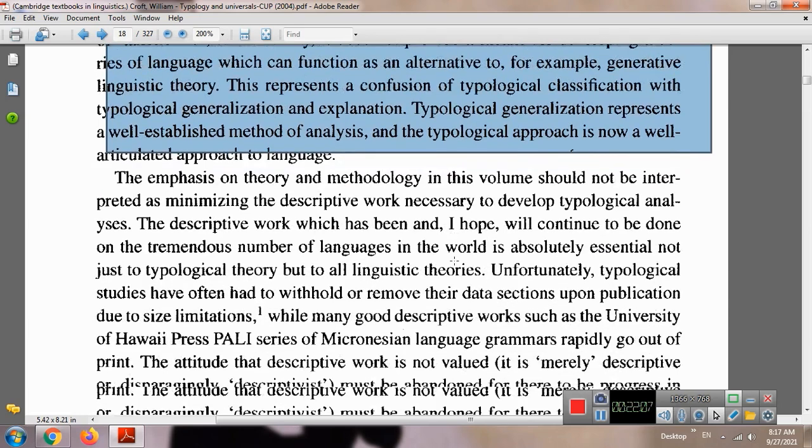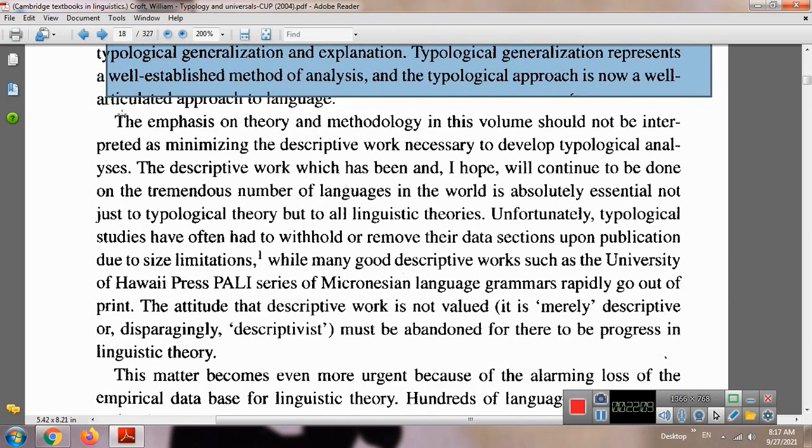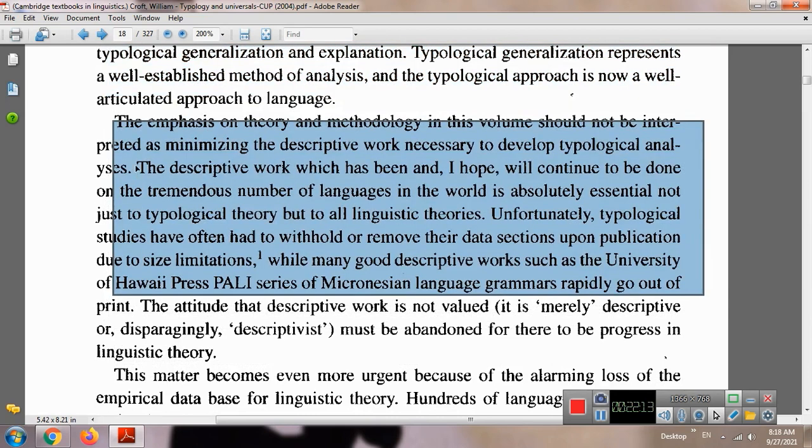well-articulated approach to language. The emphasis on theory and methodology in this volume should not be interpreted as minimizing the descriptive work necessary to develop typological analysis. The descriptive work, which has been and I hope will continue to be done on the tremendous number of languages in the world, is absolutely essential not just to typological theory but to all linguistic theories.